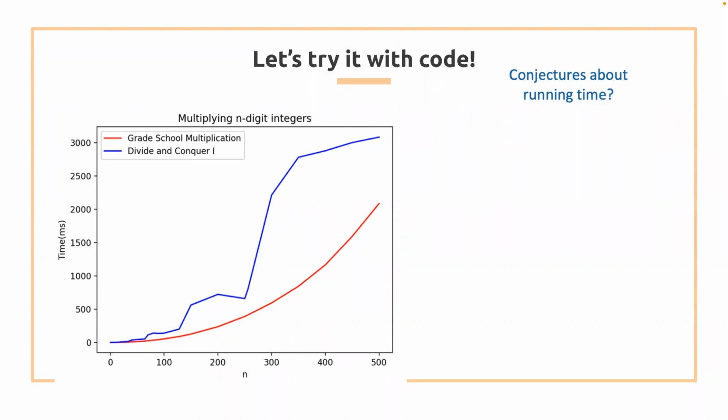And the blue line is how long it took with this new complicated algorithm. And this is going all the way up to digits that are of length 500. So who was right? Who in the class is right? Who do you think? Is it better? Is it worse? Can we tell from this graph?